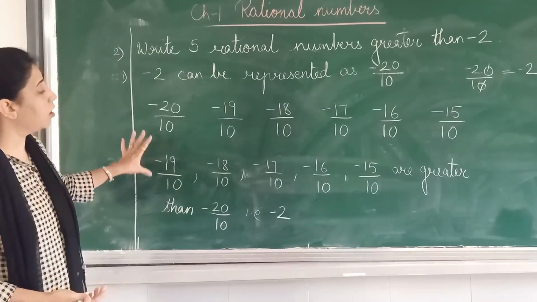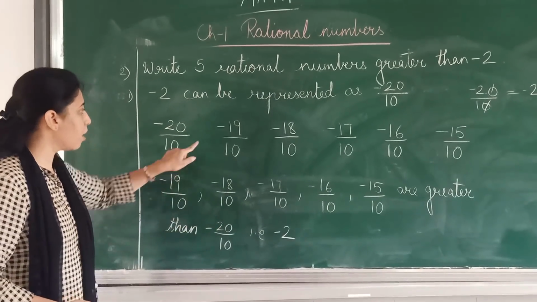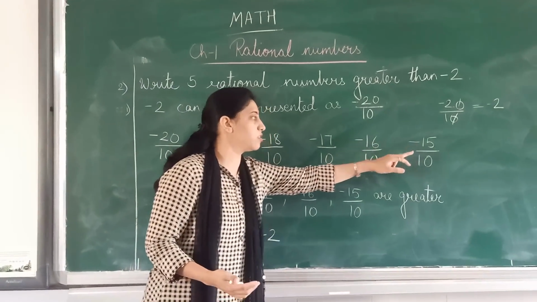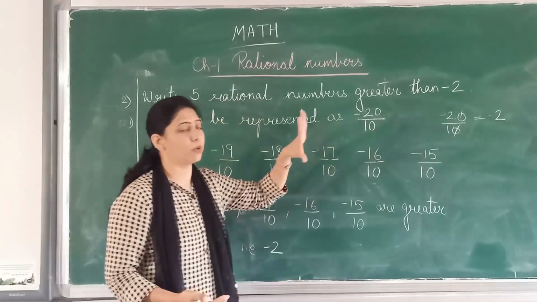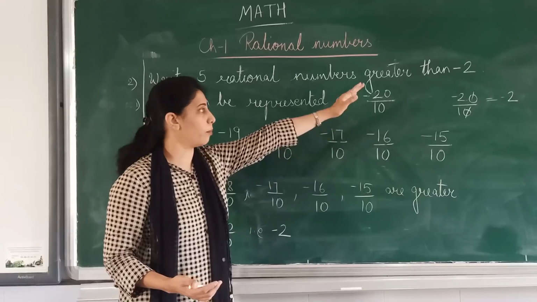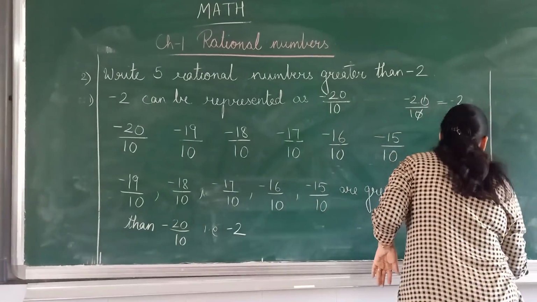So the rational numbers greater than minus 20 upon 10 are minus 19, minus 18, minus 17, minus 16 and minus 15 upon 10. So 1, 2, 3, 4, 5 rational numbers we have got that are greater than minus 20 upon 10 or minus 2. So this is one sum.